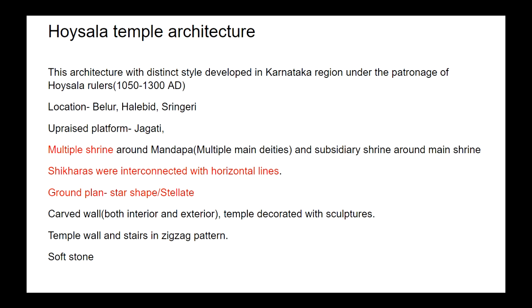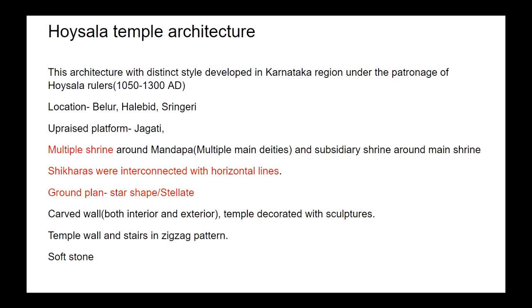Multiple shrines around Mandapa. So there were multiple main deities and subsidiary shrines around the main shrine. Sikharas were interconnected with horizontal lines. As there are multiple shrines, so there are multiple Sikharas, and they were interconnected with horizontal lines. Ground plan was star shaped or stellate. Carved wall, both interior and exterior. So we found there was carving on the temple wall, both interior wall and exterior wall.